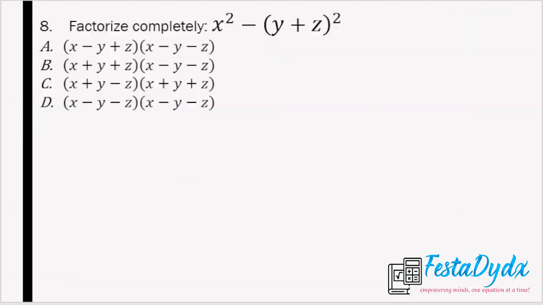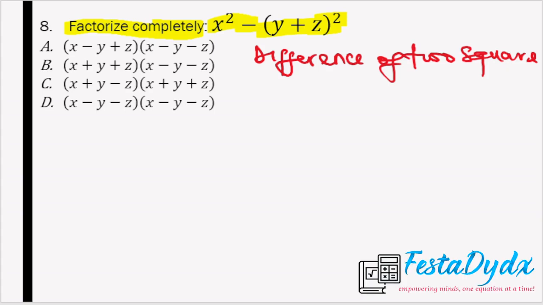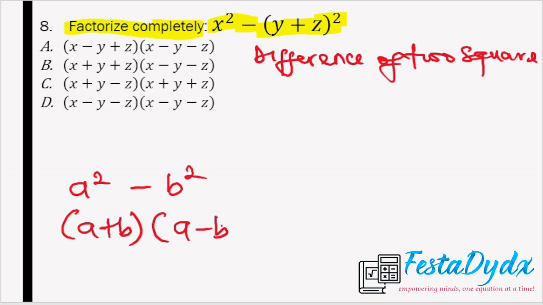Now let's move to question number 8. For question number 8, it says factorize completely x squared minus (y plus z) squared. For me to solve this kind of question, I will introduce the difference of two squares. Let's recall that whenever we have a squared minus b squared, it will give us (a plus b)(a minus b). This is the meaning of the difference of two squares.